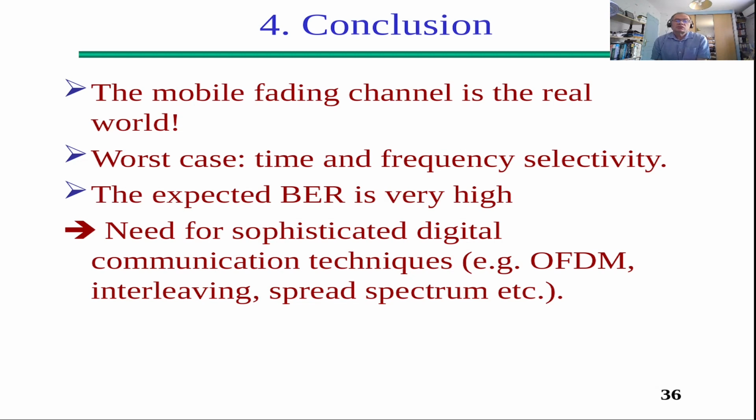The worst case for this channel is the time and frequency selective one. When you've got time and frequency selectivity, you can expect a very high BER value. So there's clearly a need for sophisticated digital communication techniques. For example, OFDM. It's a technique that my colleague is going to talk to you about after this tutorial. Also interleaving in the time and frequency domain, spread spectrum, etc.